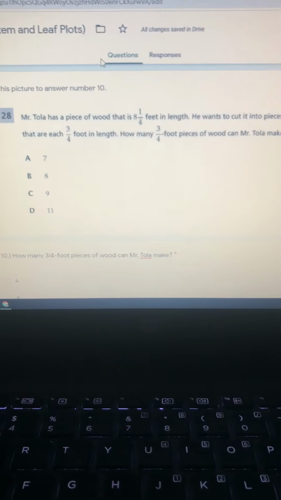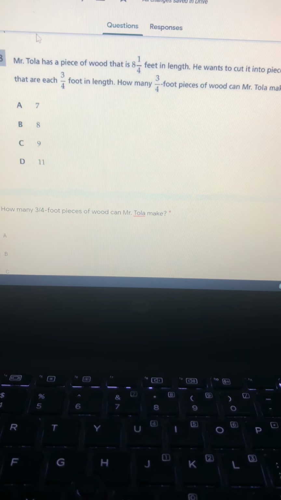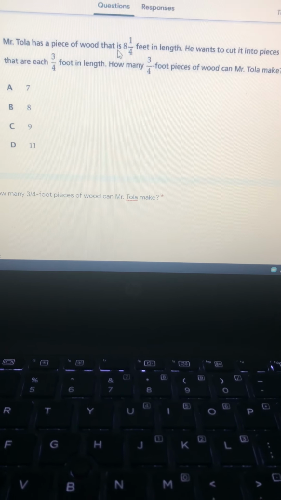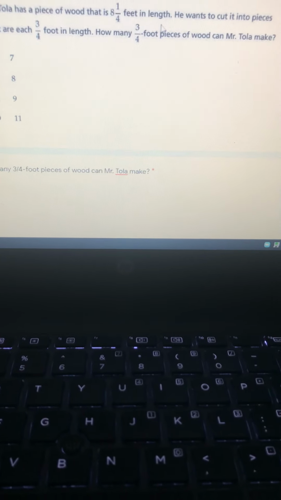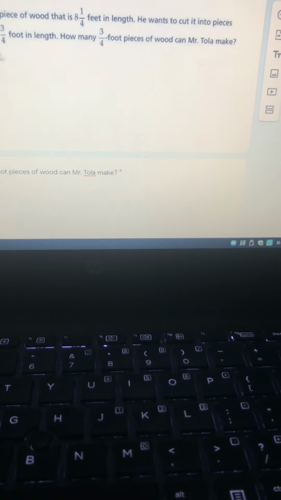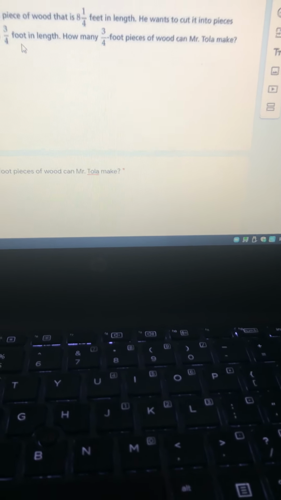All right. Pretty simple. All right. I know you guys remember these types of questions, right? Hopefully. So it says, Mr. Tola has a piece of wood that is 8 1/4 feet in length. He wants to cut it into pieces that are each 3/4 foot in length.